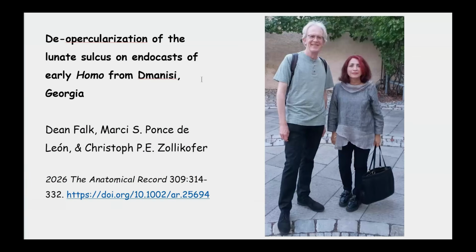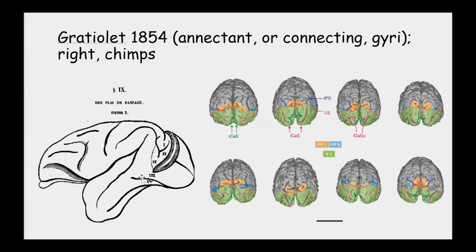So then that raises the question, what happened to the lunate sulcus during the course of hominid evolution? And my colleagues, Christopher Zollikofer and Marcia Ponce de Leon, and I have just published an article in Anatomical Record where we offer a hypothesis that we think accounts for what happened to the lunate sulcus. And we actually rely on very old research that's in the literature, including Gratiolet in 1854.